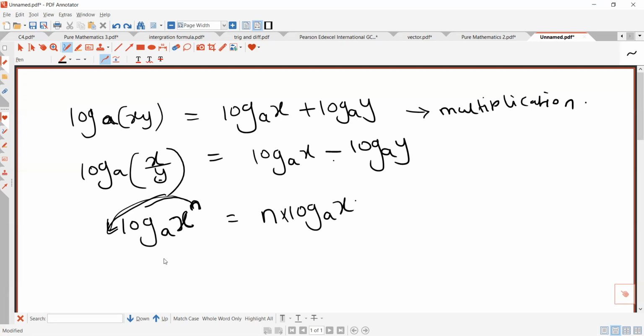Okay, now there is another rule you guys are supposed to know: if you have the base and the number the same, the answer is always 1.